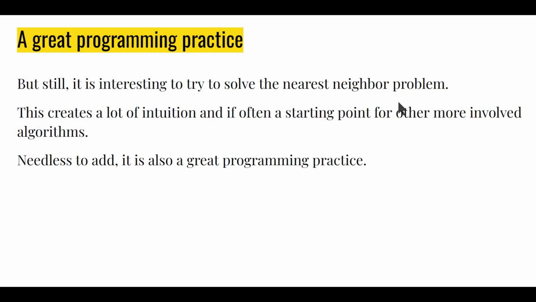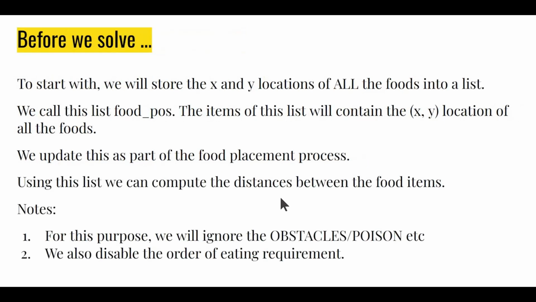We will try to solve the nearest neighbor problem using this kind of algorithm, and that's what I'm going to cover in this video. But think about it. Before we solve this, we need to store the X and Y locations of all the foods, because without that, nothing is possible. We're going to create a list called food pos, and the items of this list will contain the XY positions of all the foods. And we will update this as part of the food placement process. Using this, we can compute the distances between foods.